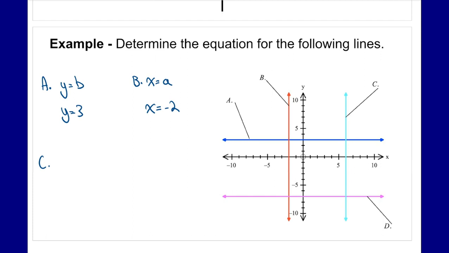For C, another vertical line, so it's going to be x equals, and because it goes through 6, it's going to be x equals 6. And finally for D, horizontal line, so it'll be in the form y equals, and it will be y equals -7, because that is the y-intercept, or the y value it goes through, or that it stays at.